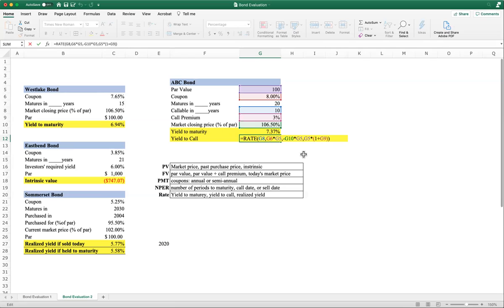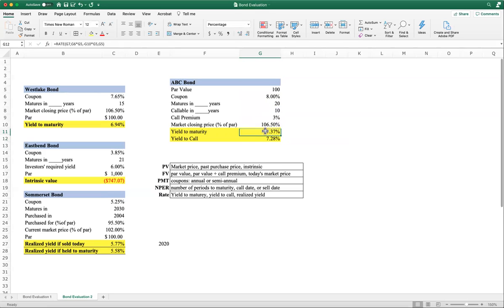But anyways, remember that. So when you calculate yield to call, the future value is the par value plus the call premium. I repeat it. When you calculate yield to call, the future value is the par value plus the call premium, because you're getting some premium plus the par when your bond gets called back. Okay, but when you calculate yield to maturity, your future value is the par, because you're only getting the face value back. There's no premium.